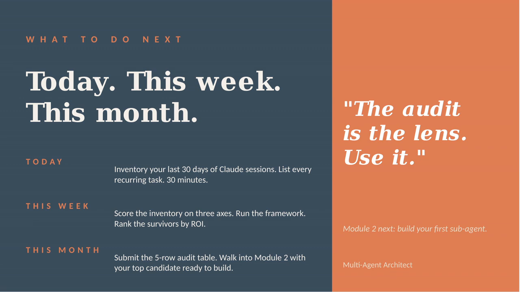This week, score the inventory on 3 axes: frequency, current pain, delegation fit. Run the framework on the top 10. Filter to the survivors. Rank by ROI. The output is a ranked list of 5 to 7 candidates with framework yes and ROI estimates. This month, submit the 5-row audit table.